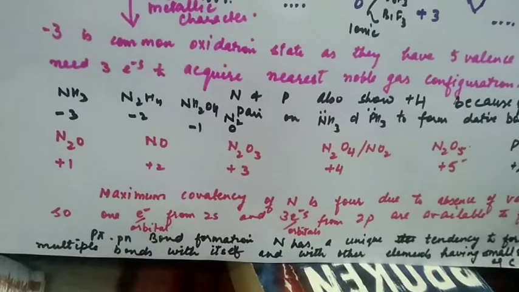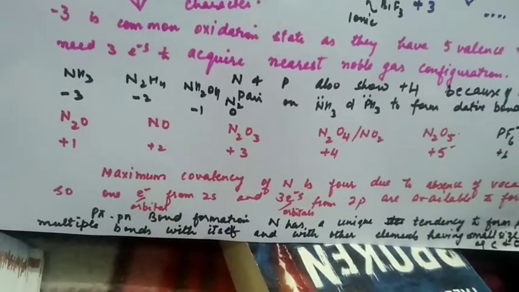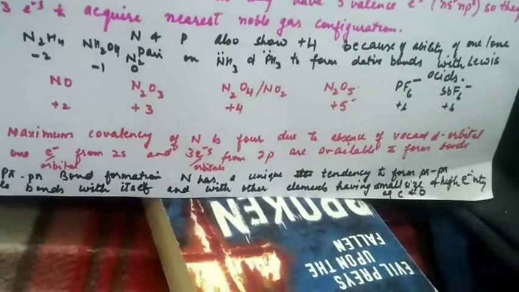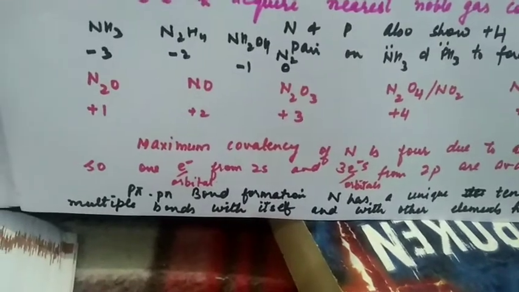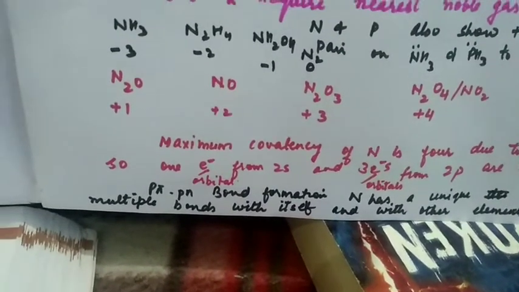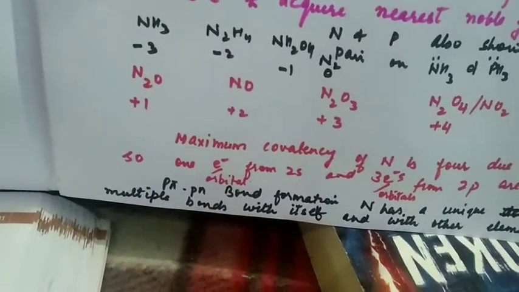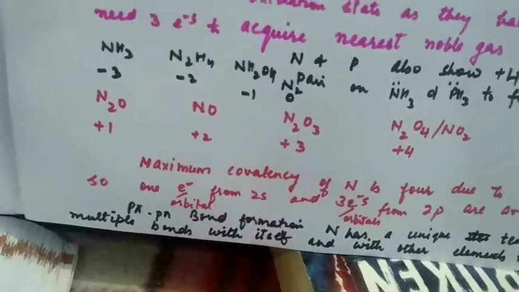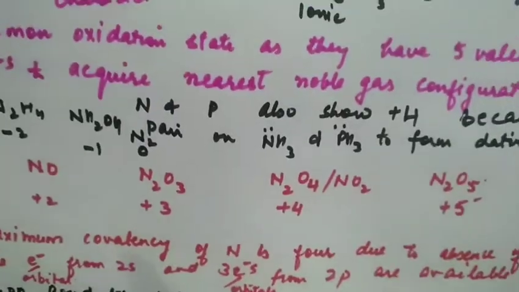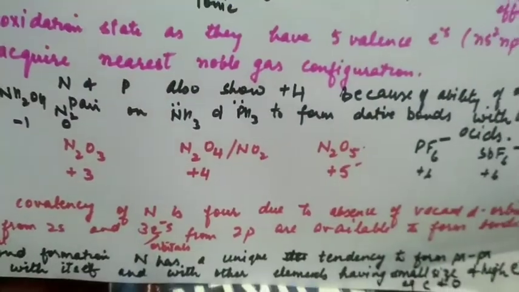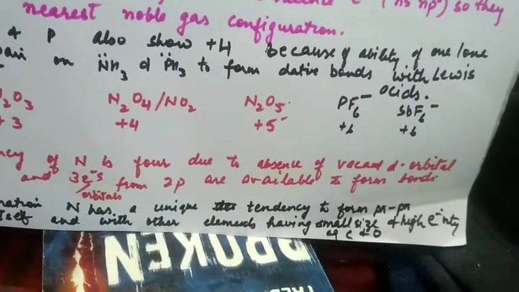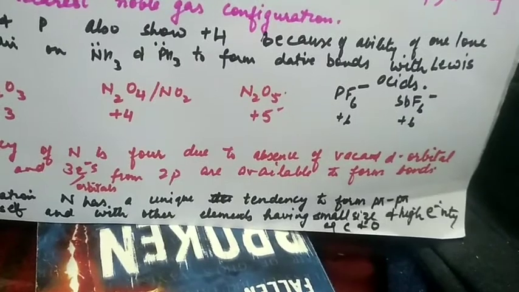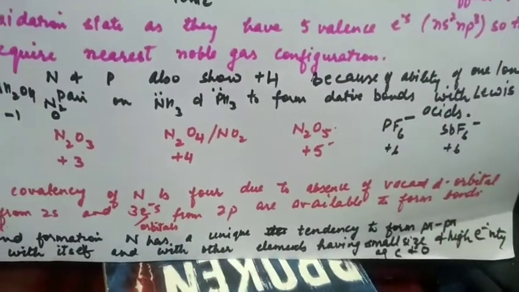Nitrogen also shows oxidation state varying from +1 to +6 in its compounds. For example, in nitrous oxide, the oxidation state of nitrogen is +1, in nitric oxide +2, dinitrogen trioxide +3, dinitrogen tetroxide or nitrogen dioxide +4, and in dinitrogen pentoxide nitrogen shows +5 oxidation state. Compounds like PF6 negative and SbF6 negative also show +6 oxidation state.